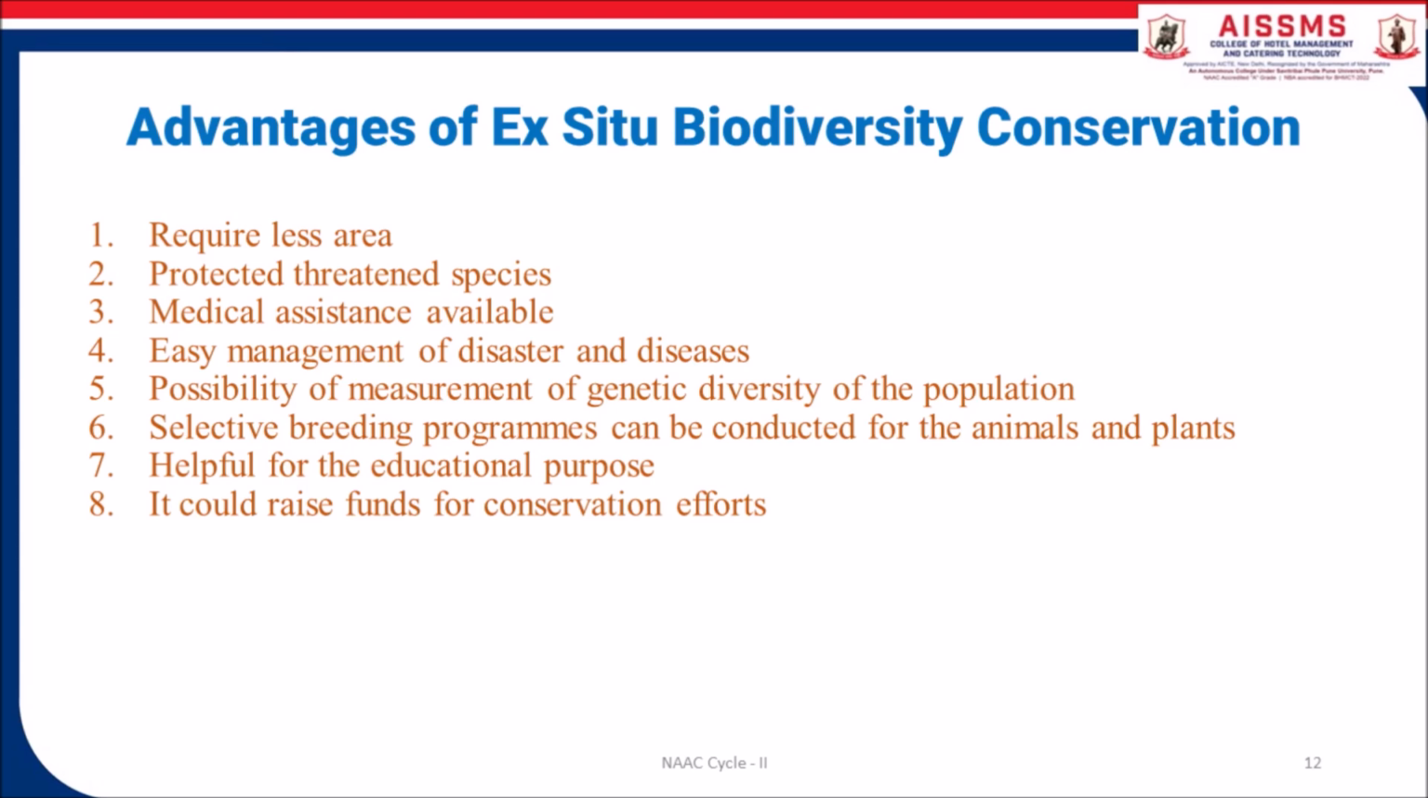Fourth, any disaster and disease management becomes easy in ex situ biodiversity conservation as it only conserves the small population. Fifth, we could measure the genetic diversity of the population. Sixth, we can conduct selective breeding programs for the animals and plants to increase their numbers if endangered.